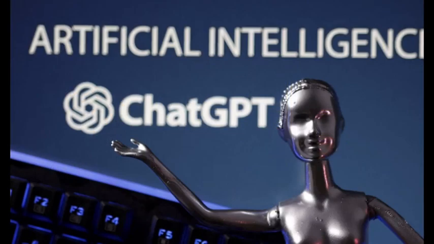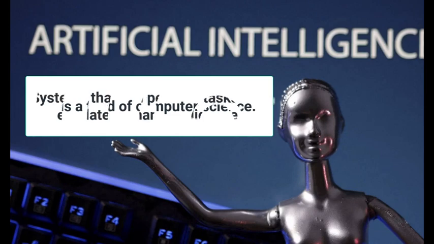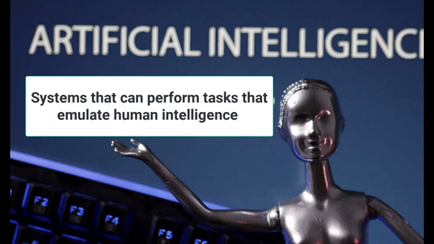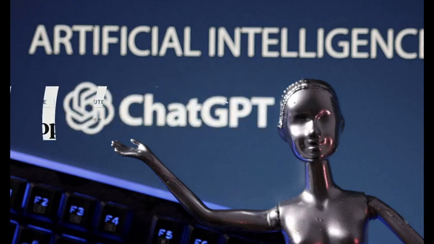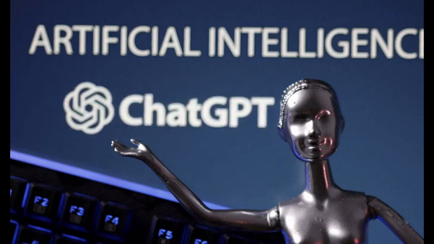So, artificial intelligence is a field of computer science. It's dedicated to creating systems that display some form of human intelligence. These systems are designed to perform tasks that require human intelligence, such as recognizing speech, learning, planning, and understanding natural language. So AI systems are run on computers, but, and this is important, not all programs that run on a computer involve artificial intelligence. It's kind of like how a square is a type of rectangle, but not all rectangles are squares.